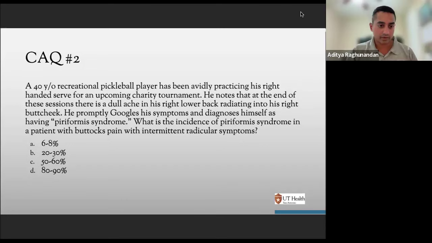Good. Looks like the majority of you got this right. This is one of the slides if you go back to the PowerPoint, no worries. So 6 to 8% is pretty low. So less than 10% of patients with buttocks pain truly have piriformis syndrome.